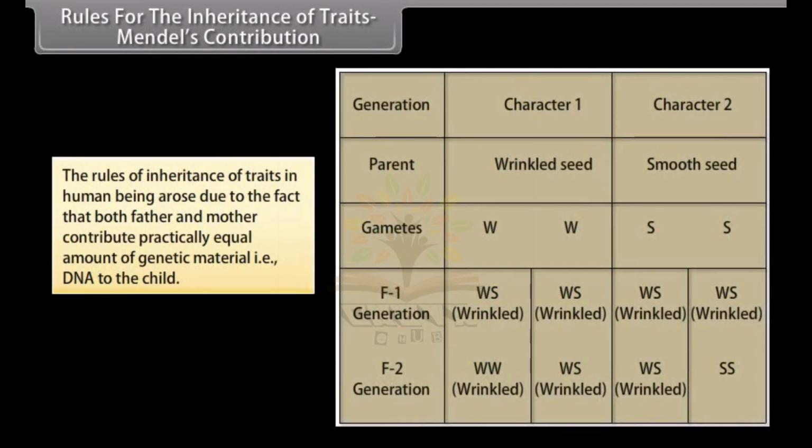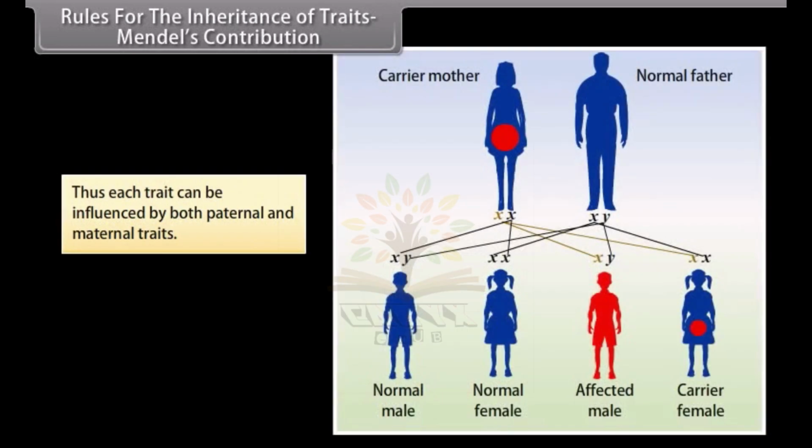Rules for the inheritance of traits. Mendel's contribution. The rules of inheritance of traits in human being arose due to the fact that both father and mother contribute practically equal amount of genetic material, that is, DNA, to the child. Thus, each trait can be influenced by both paternal and maternal traits.